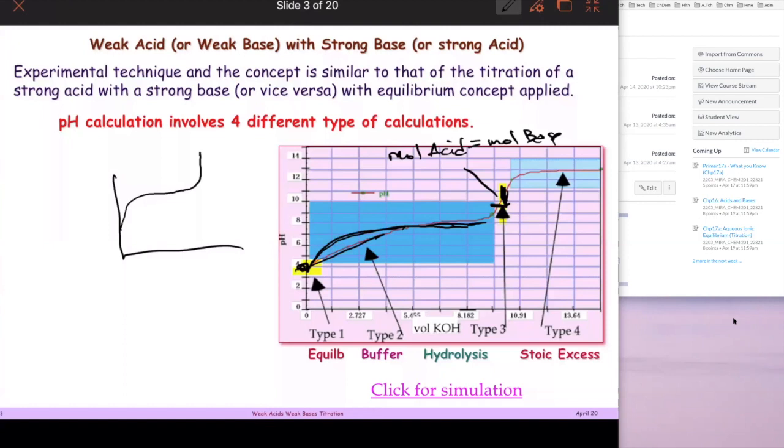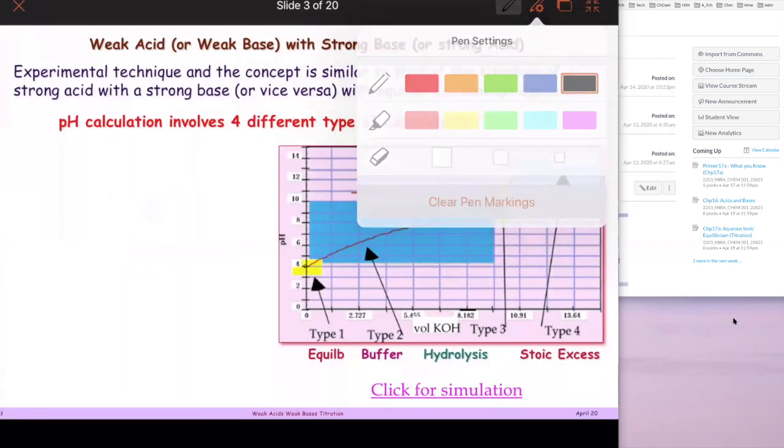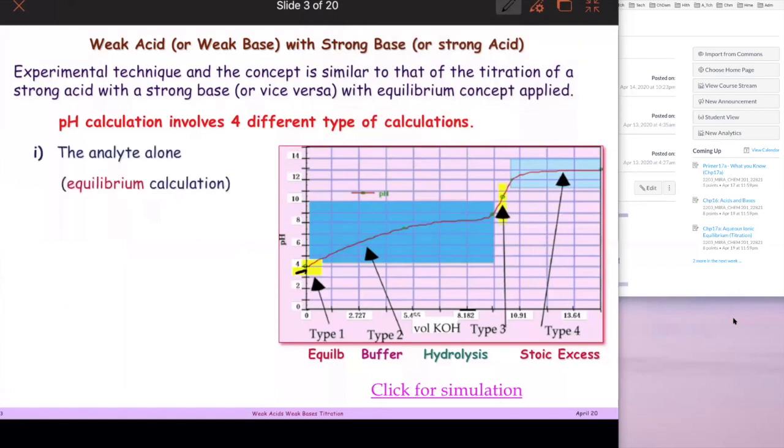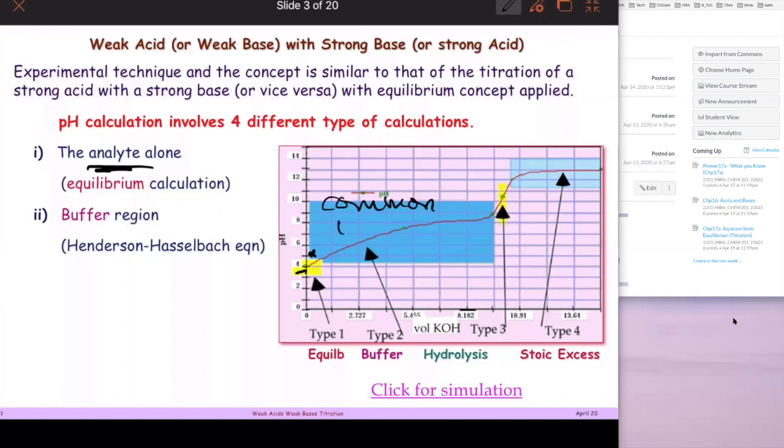So going back here, you're going to have a weak acid situation. Analyte alone, that's an equilibrium problem. As soon as you start neutralizing some of that acid with the titrant, you've got products being formed. Well, that's a common ion. If it's a common ion, you have a buffer. Use the Henderson-Hasselbalch equation.